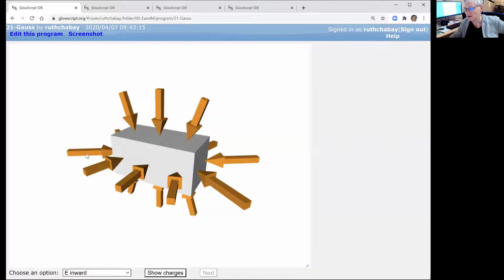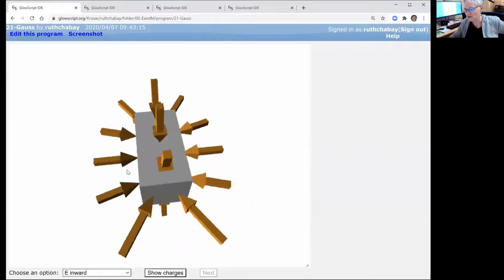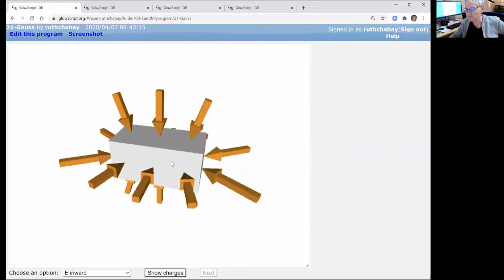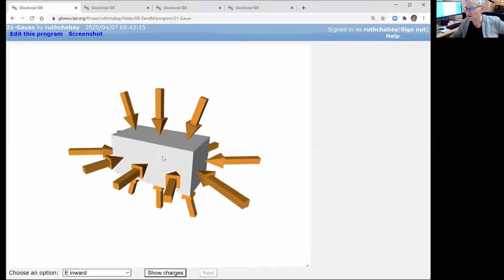So we go measure the electric field all over the surface of our box here, and we find electric field pointing inward. And so, of course, the question is going to be, what's inside the box? And you say overwhelmingly that there's negative charge inside the box because the electric field points toward negative point charges.